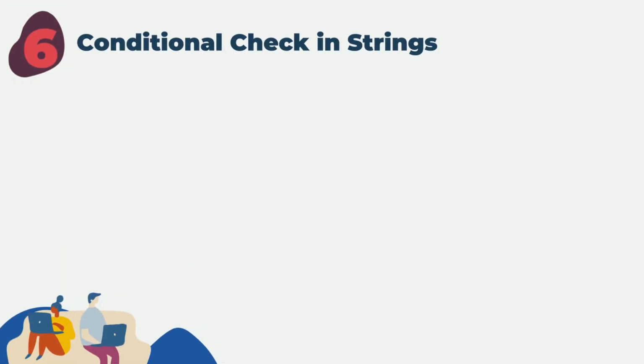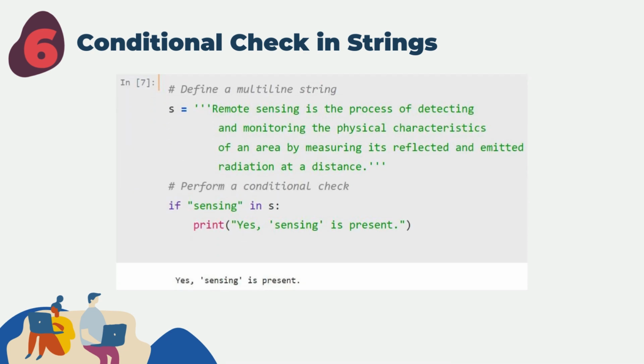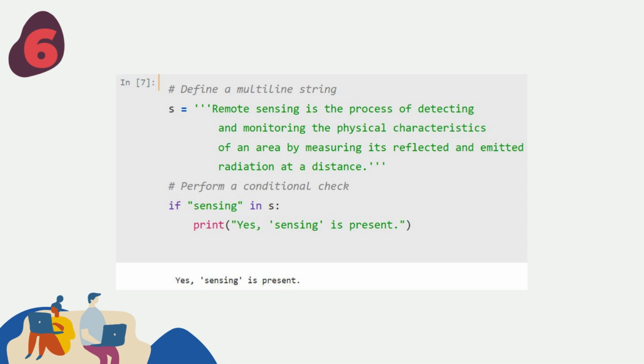In Python, you can perform conditional checks to see if a specific substring is present in a string. Here's an example. In this code snippet, we use an if statement to check if the substring sensing is present in the multi-line string. If the condition is true, it prints the message "Yes, sensing is present."